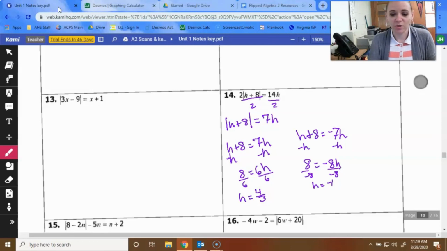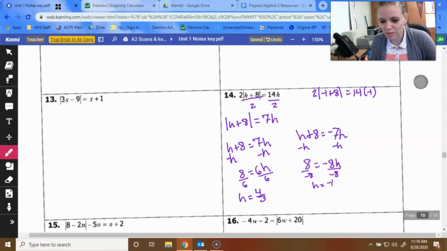If you plug in negative 1, now that one I can do in my head. Alright, let's do this one. Here, 2 absolute value of negative 1 plus 8 equals 14 times negative 1. So I just did this one in the calculator. Now I'm plugging in this one, but it's going to be easier to just do it by hand. So 2 absolute value of negative 1 plus 8 is 7, equals, that's negative 14, and you get positive 14 is equal to negative 14. So this is why this doesn't work.